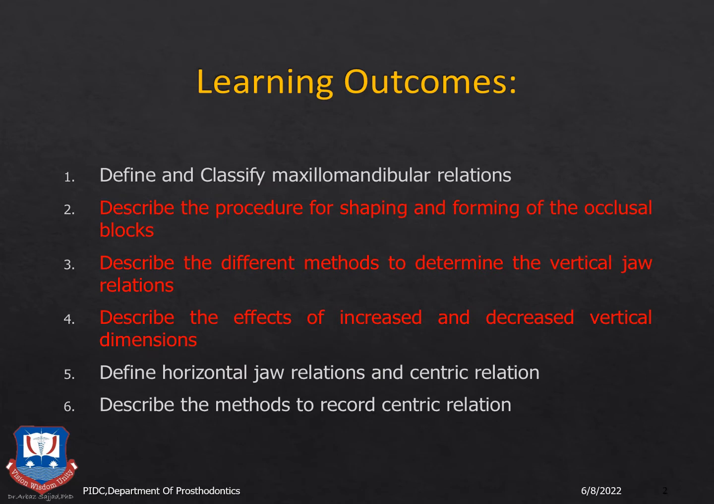So the learning outcomes for today's lecture are: you should be able to define and classify maxillomandibular relationships. Learning outcomes 2 to 4 have already been addressed in the previous presentation. Learning objective 5 is you should be able to define horizontal jaw relationship and centric relation. You should also be able to describe the methods to record centric relation.